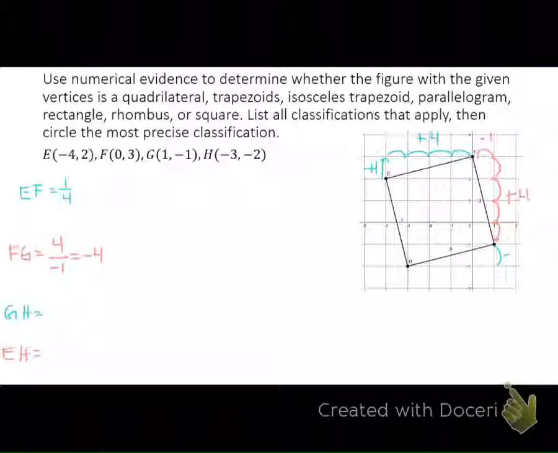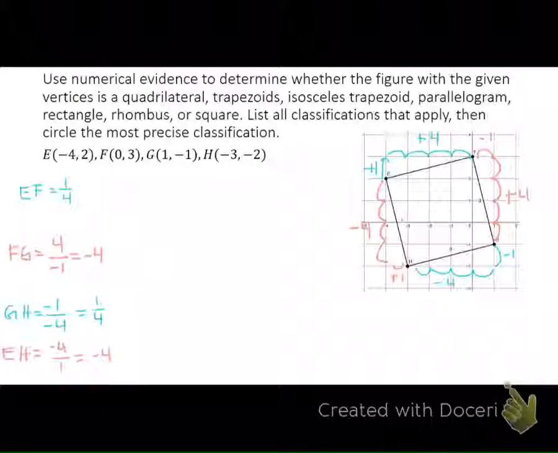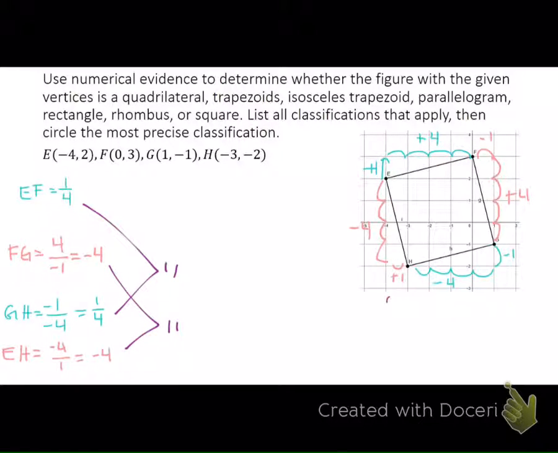HG is down 1, 1, 2, 3, 4 to the left. So that's negative 1 over negative 4, which is 1/4. And the last one there is down 1, 2, 3, 4, right 1. So that is the slope of negative 4 over 1, which is just negative 4. So let's look at this. How many sets of sides are parallel? 2. So we have a quadrilateral that is a parallelogram so far.